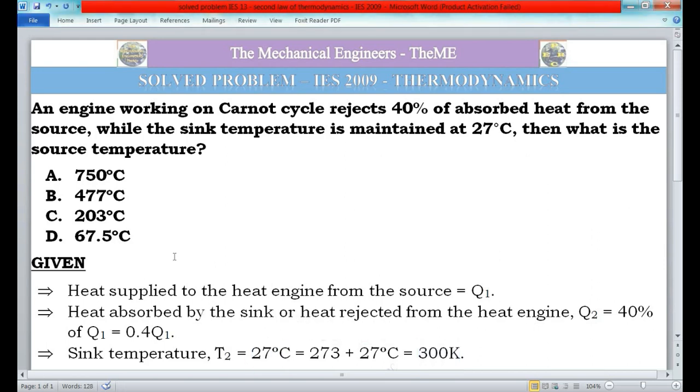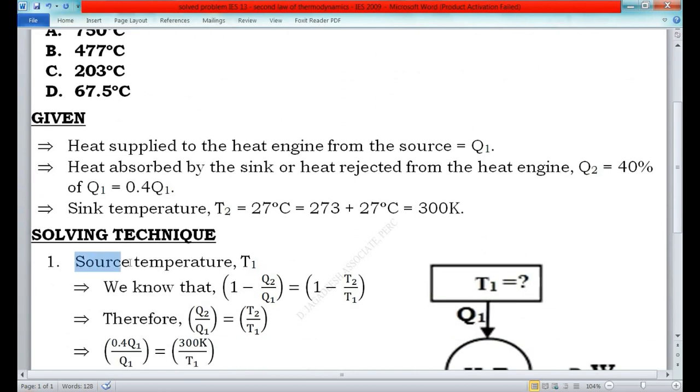Now we will look into the solving technique. In this question, we have to find the value of source temperature, that is T1. We know that the working principle of this heat engine is Carnot cycle. So we have a formula in Carnot cycle, and the formula is 1 minus Q2 by Q1 is equal to 1 minus T2 by T1. In this equation, the 1 in the LHS and the 1 in the RHS will get cancelled, and the negative sign in the LHS and the negative sign in the RHS will get cancelled. Therefore, we get Q2 by Q1 is equal to T2 by T1.